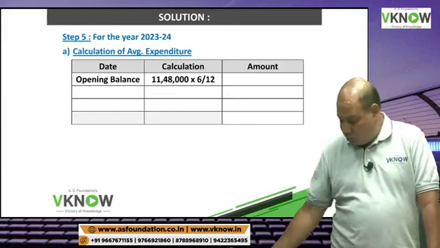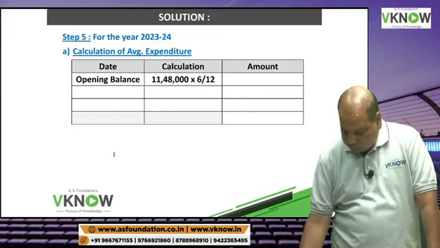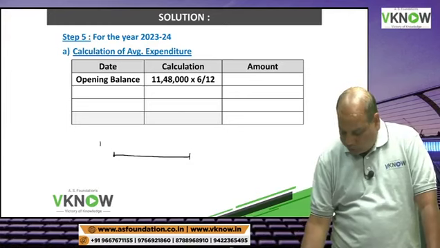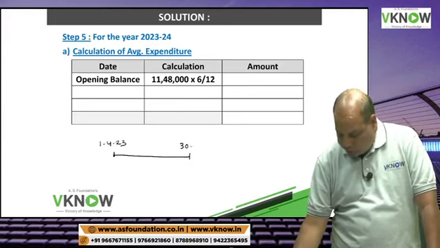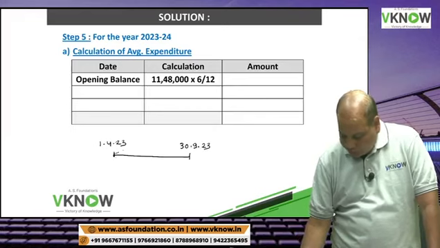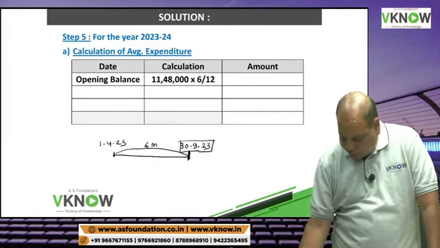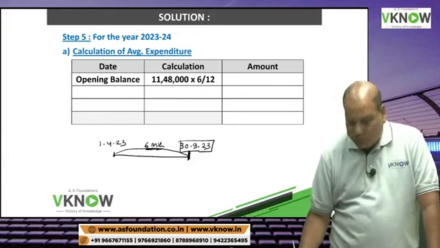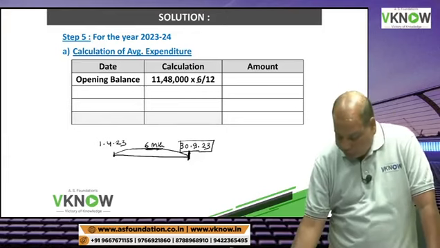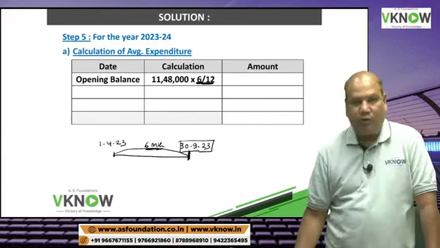Now in this question, we are here opening 1/4/23 and the work got over on 30th September 23. So we have to count only up to this date. So this gap is 6 months. So I have taken 6/12.